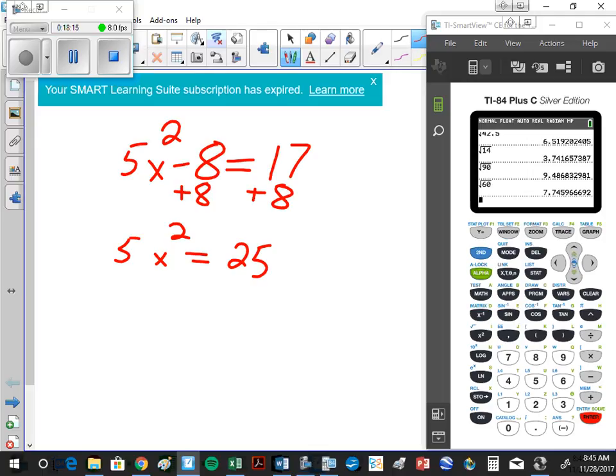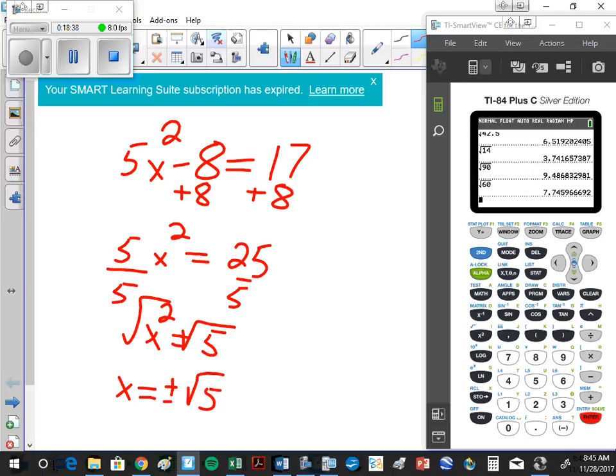How do you move the 5 to the other side? Divide. x squared equals 5. Now I take the square root and I get x is equal to plus or minus root 5. Does root 5 simplify? No, it doesn't have any factors other than 1 and itself. So the answer is x equals plus or minus root 5. Does that make sense?